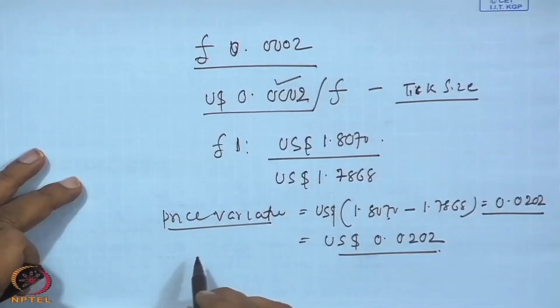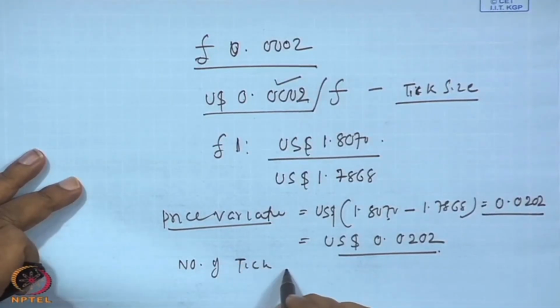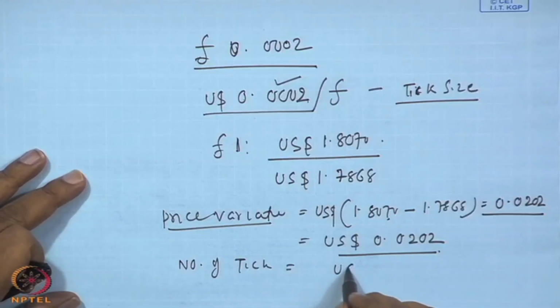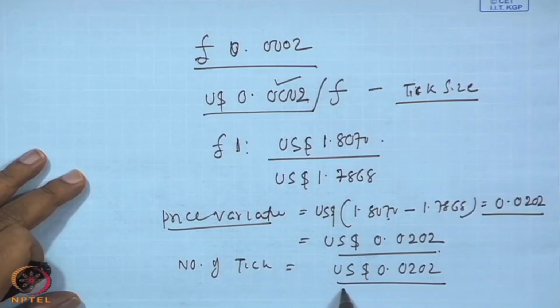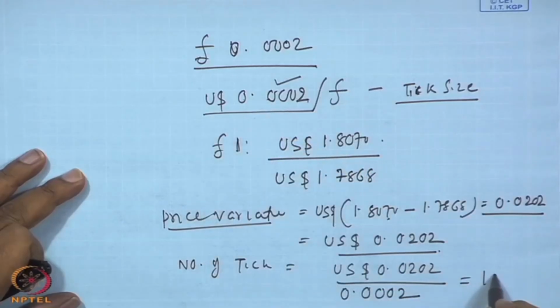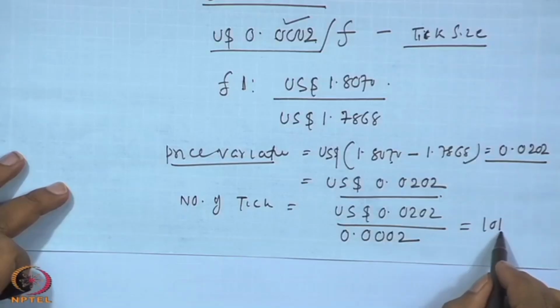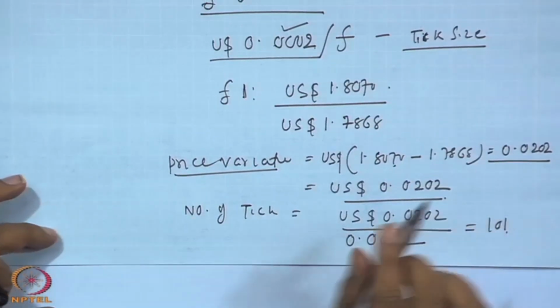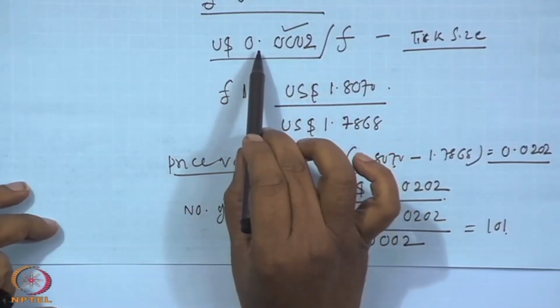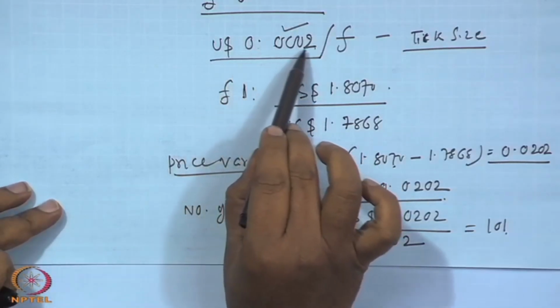Now, you know that one tick size of pound sterling against dollar is this much. So, how many ticks are there? The number of ticks is US dollar 0.0202 divided by 0.0002, that is one tick size. If you calculate this, it will be 101 ticks. So, one tick in the future market is 0.0002.